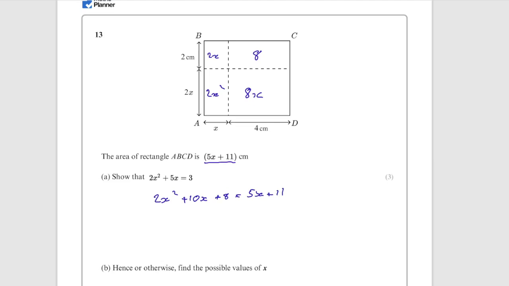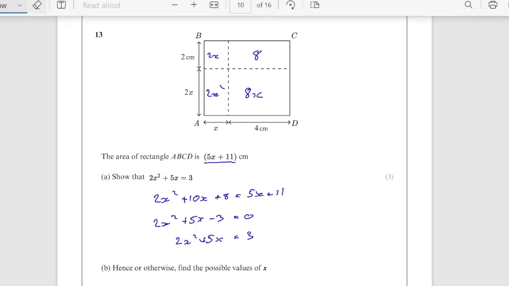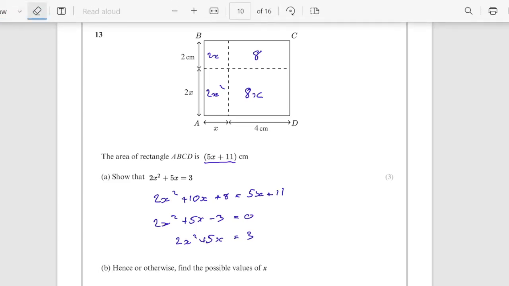So I'm going to ignore the show that. Normally I would take everything over to the left hand side, so that would be 2x squared plus 5x minus 3 is equal to 0, but we were asked to show that 2x squared plus 5x, so add 3 to both sides, is equal to 3. So let me just redo my plus sign, it's gone a bit awry.